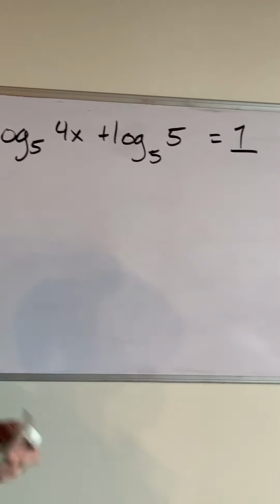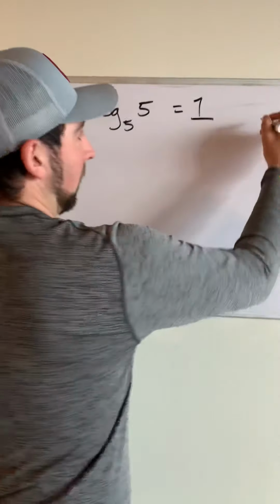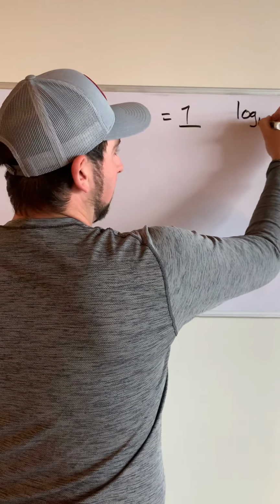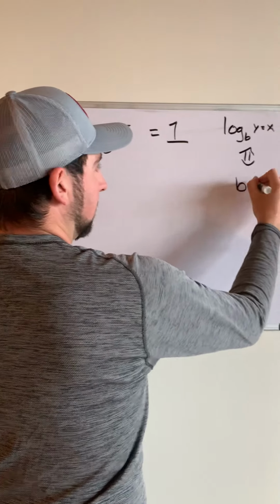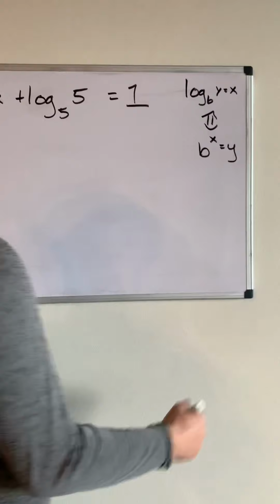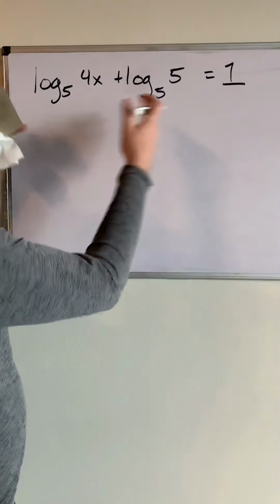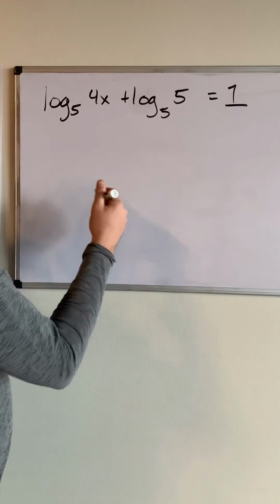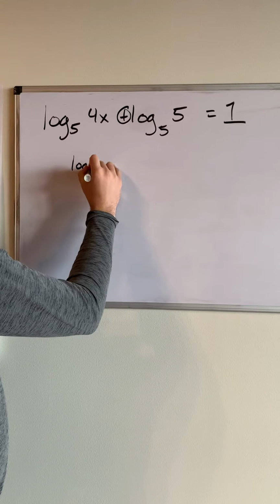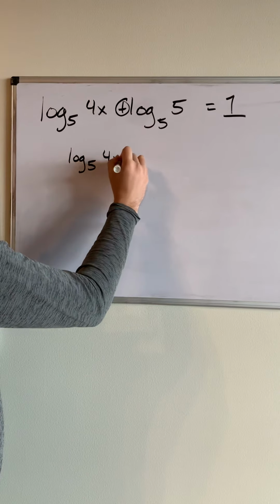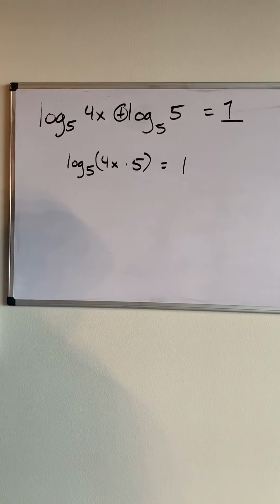Okay, now we have this equal sign in there. Here's the cool thing. I'm gonna remind you: log base b, y equals x, that converts to b to the x equals y. All right. So first I need to contract this. I need to simplify it. So I see my addition, log base 5, 4x times 5, because addition is multiplication, equals 1.